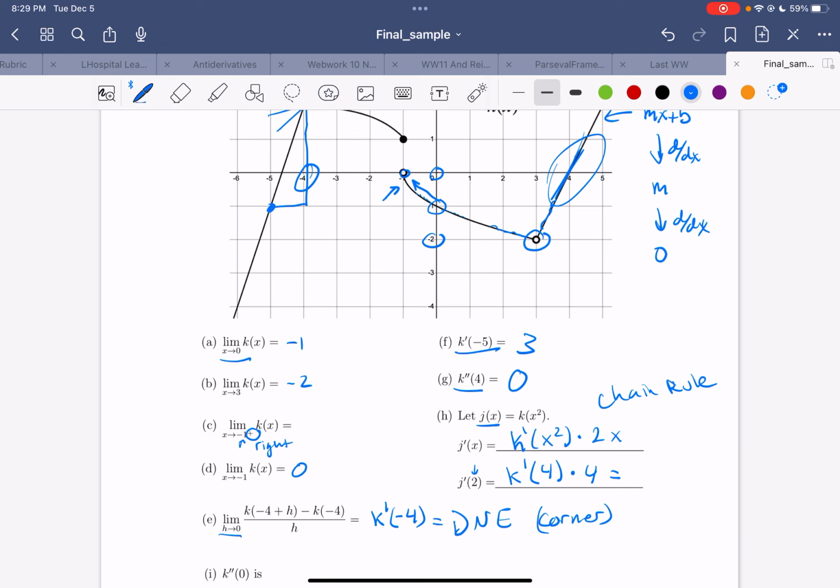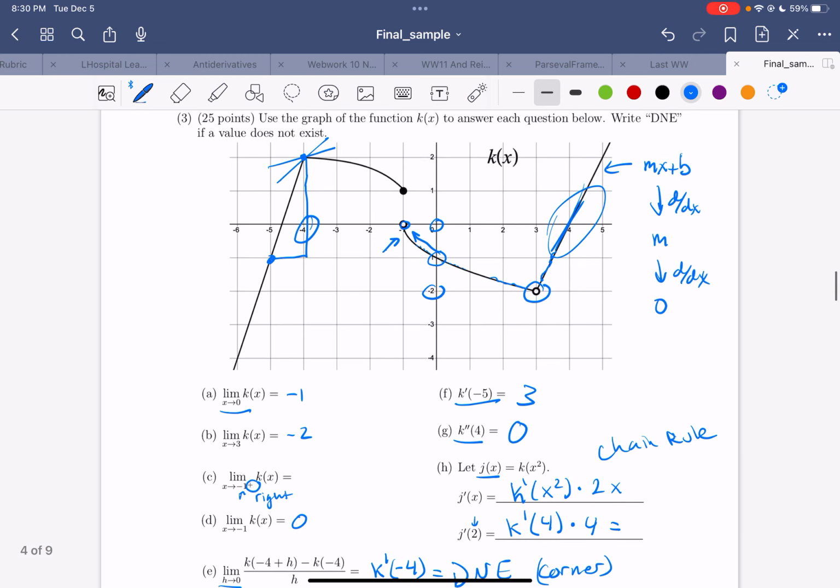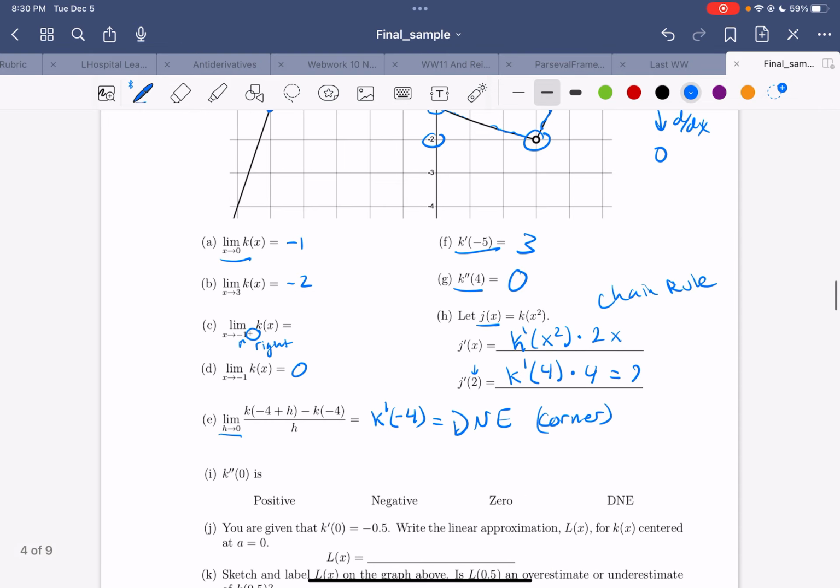Okay, so what is this? K prime at 4. Did we previously compute that? We didn't, but that's okay. We can look at it here and compute it. It looks like we go over 1, up 2. So k prime at 4 is 2 times 4, which is 8.